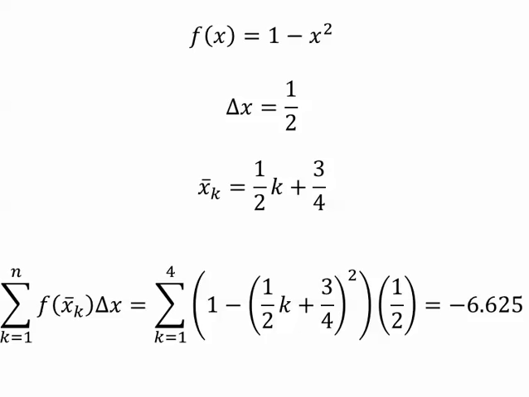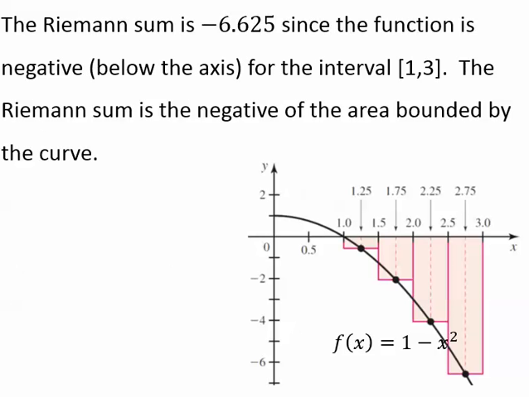Notice that we get a negative answer. The Riemann sum is the negative of the area bounded by the curve, because from 1 to 3 the curve is under the x-axis.